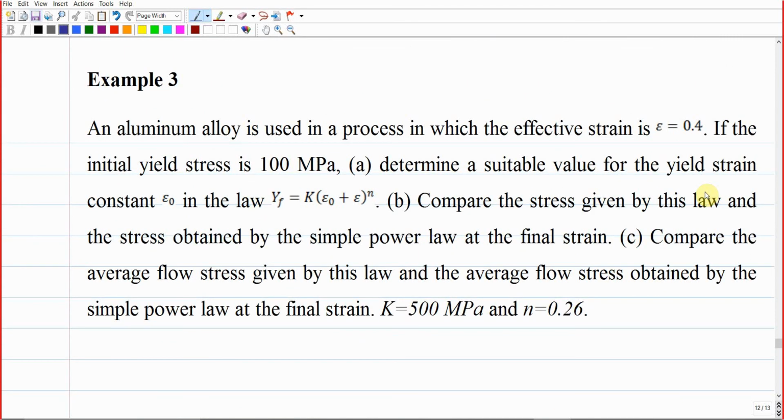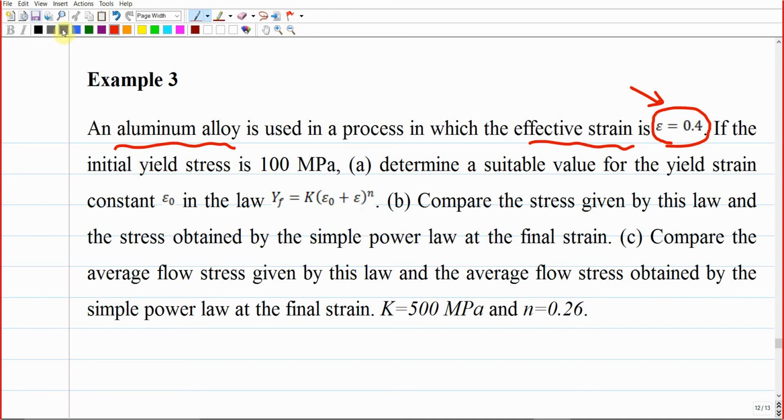So the last example here is of an aluminum alloy used in a process in which the effective strain is given by this value. What is the effective strain? This is the targeted strain, the strain that we would like to achieve, right? Initially the material has no forces, so we have to expose it to a force to achieve a strain, or strain the material to this level. This is the effective strain that we would like to achieve.